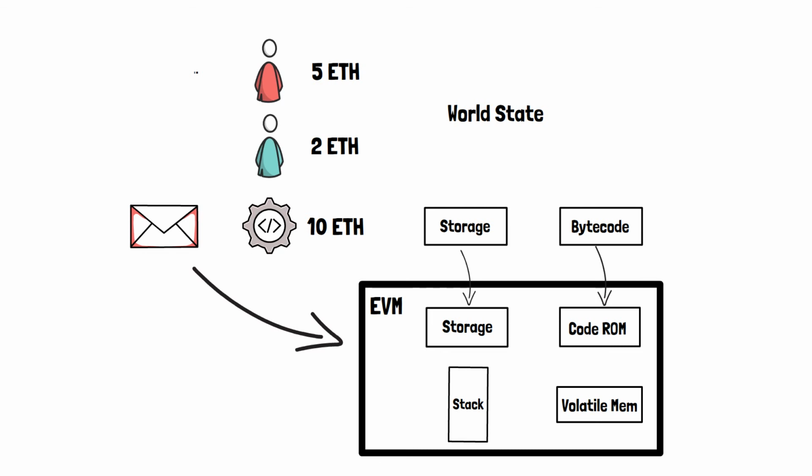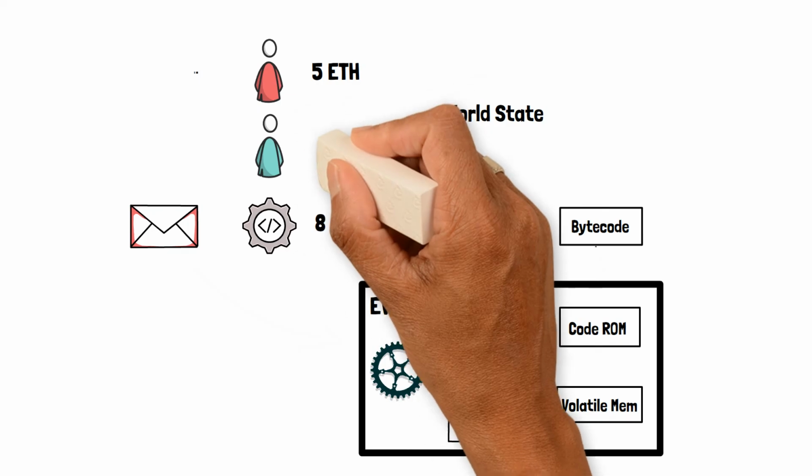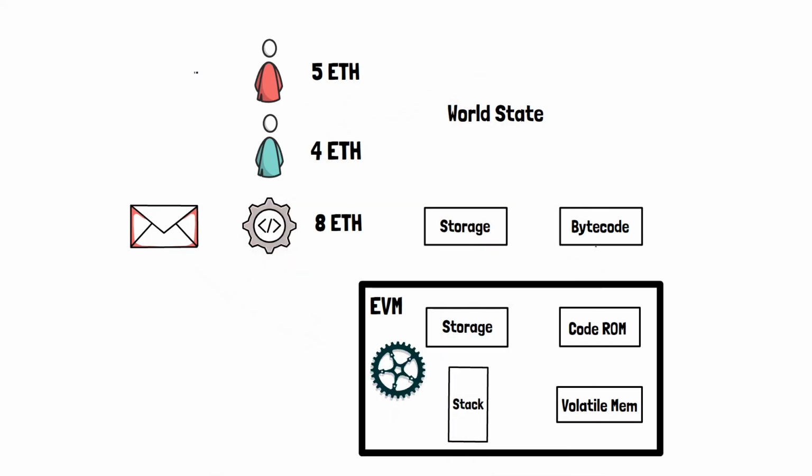After the EVM is set up and the inputs are provided, the program in the code ROM is executed. After the EVM execution, the world state is updated. This can entail changes to the ETH balances or changes to the non-volatile memory storage of the smart contract.